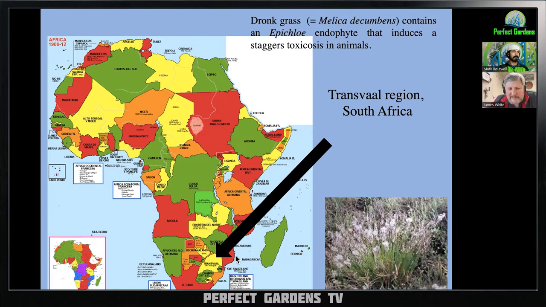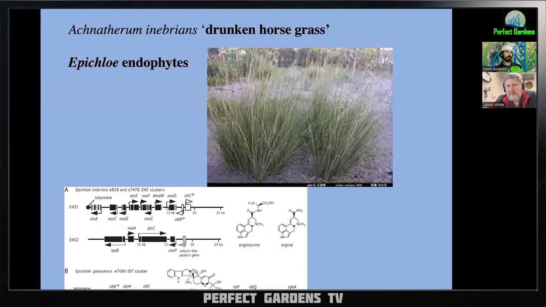And this is one from South Africa, in Melica decumbens, which actually goes by the Dutch name dronk grass, D-R-O-N-K grass. It contains an endophyte that is producing other alkaloids that cause toxicity in animals. Native animals don't eat it, but the cattle don't know any better, and they eat it and they get poisoned.